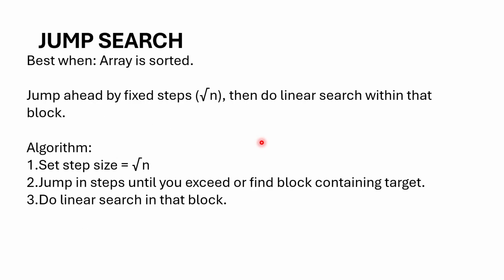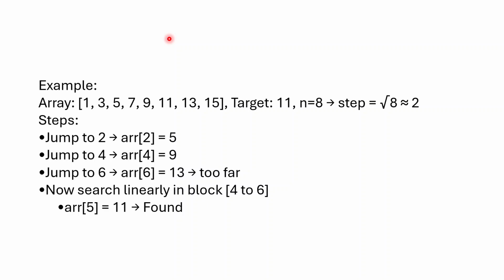Our next search is going to be a jump search. The jump search is all about when we can use it. Whenever the array is sorted, we can use the jump search. So what are the steps to perform the jump search? Here the keyword is going to be step size. So now straight away we'll go to the example.